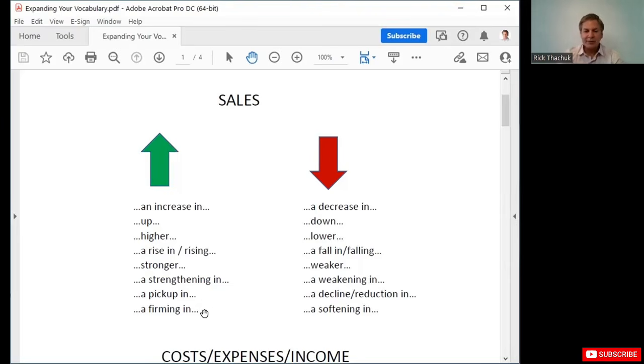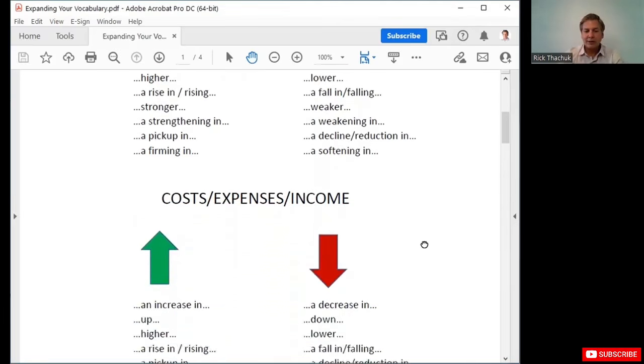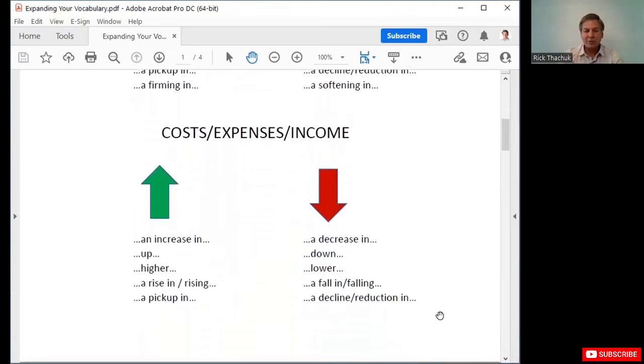And finally, this characterization is very nice, firming in sales. So I might say that there was a firming in sales toward the end of the year, or the opposite, a softening in sales. Profits were down due to a softening in sales. So there is a wide variety of words, expressions, adjectives that we can use to describe the behavior of sales, whether up or down. Let's look at the category of costs or expenses or income.